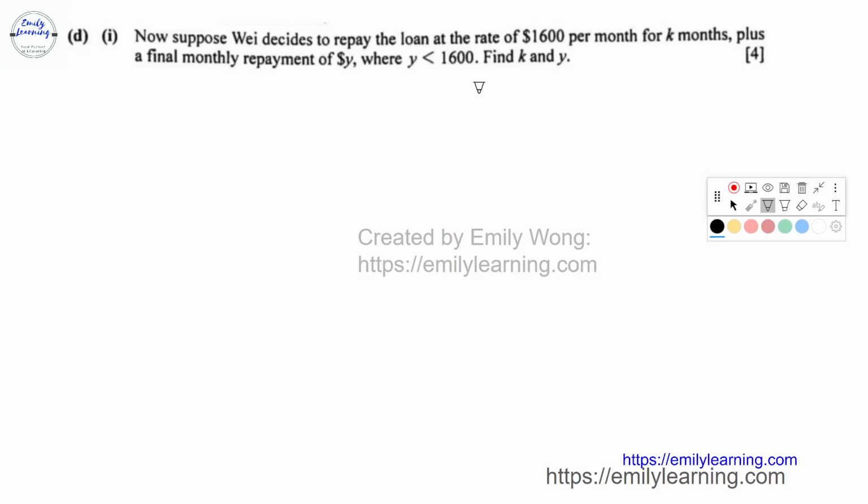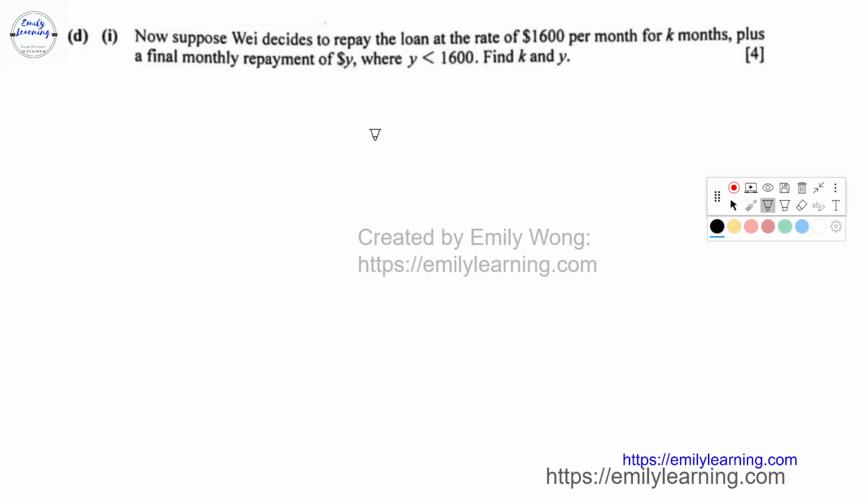So we know that she's going to pay $1,600 for K months. Then finally she's going to pay Y dollars. Y dollars is basically maybe there's a certain amount that's lesser than $1,600. Okay, so she just pays it all up so that she doesn't need to owe it for another month.